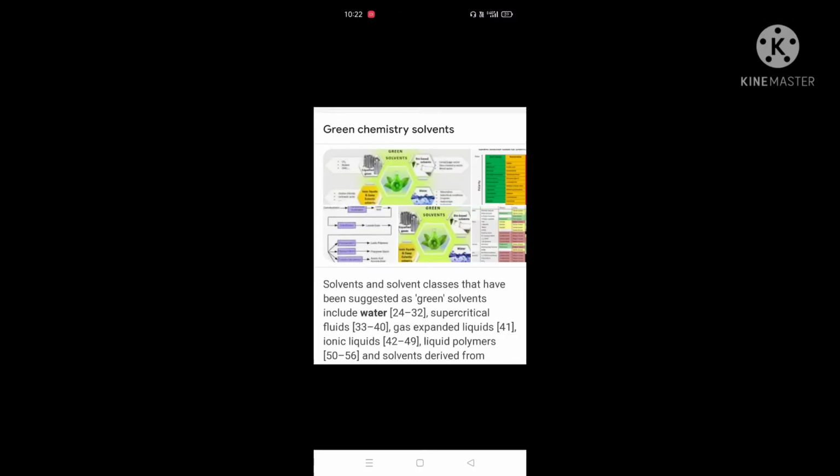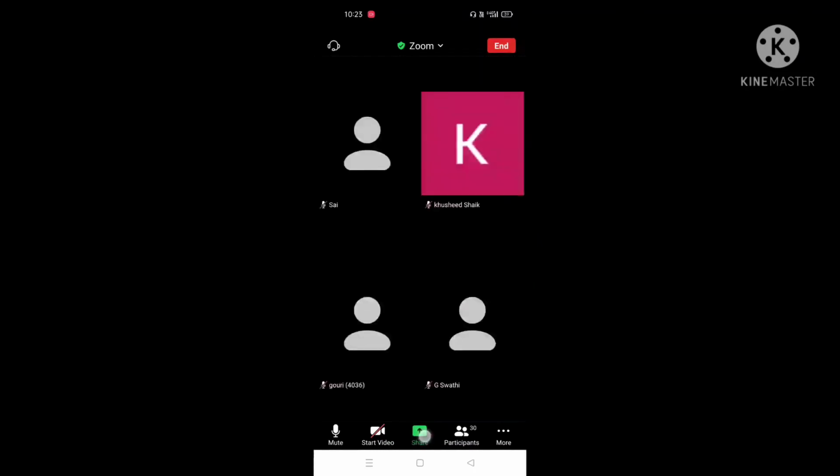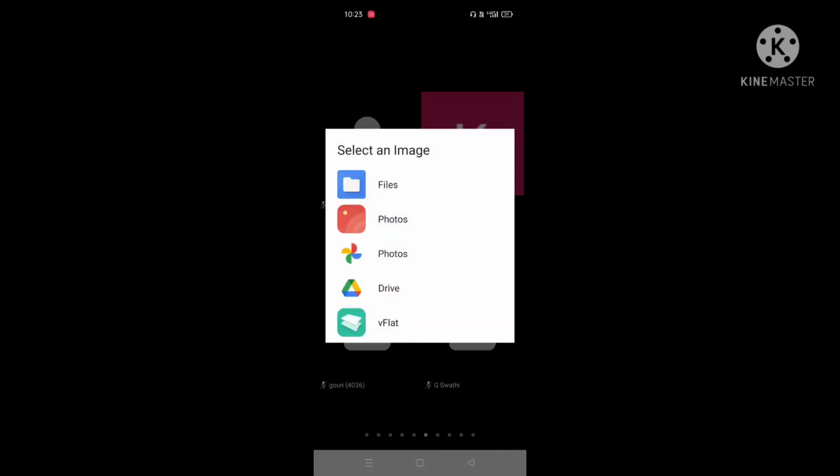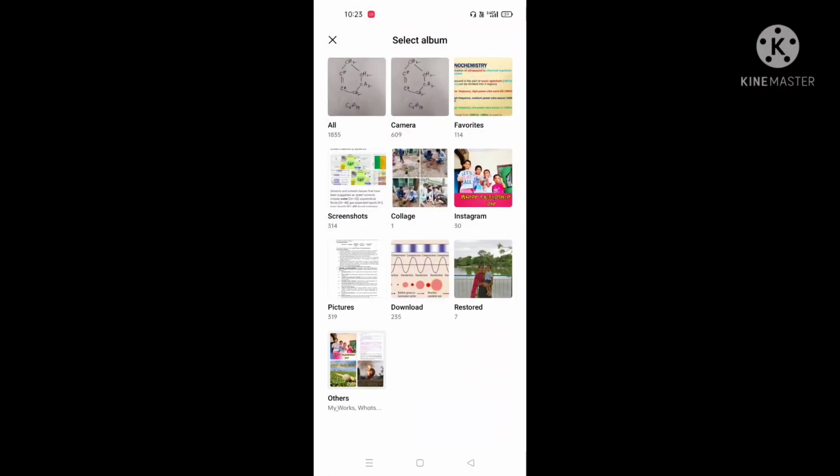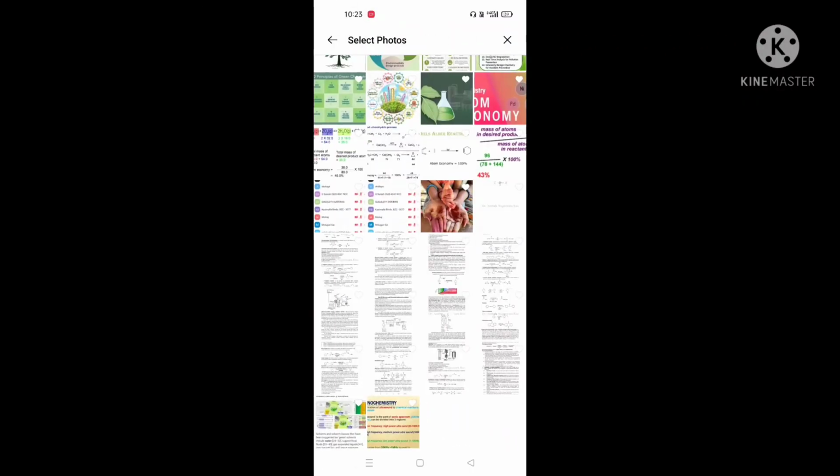Water as a solvent, we take water. In some cases we use supercritical fluids, gas expanded liquids and ionic liquids. In some cases we use liquid polymers also. These are the solvents we use because they involve less harmful chemicals.